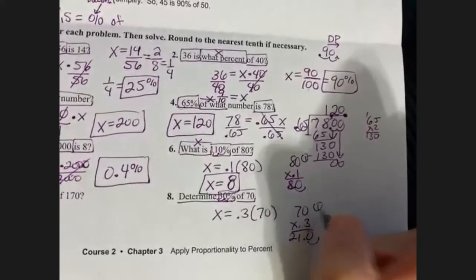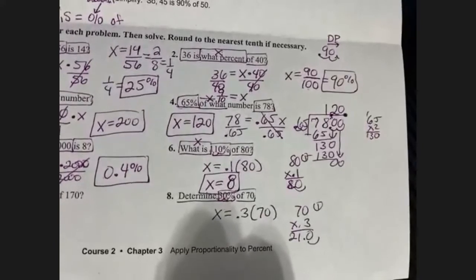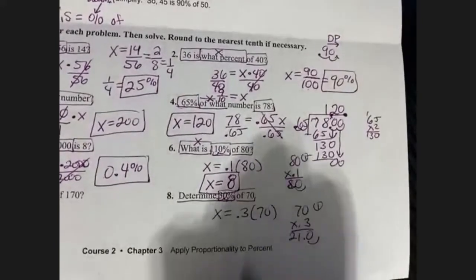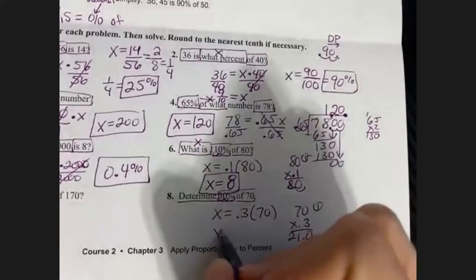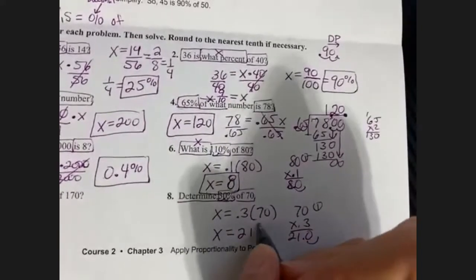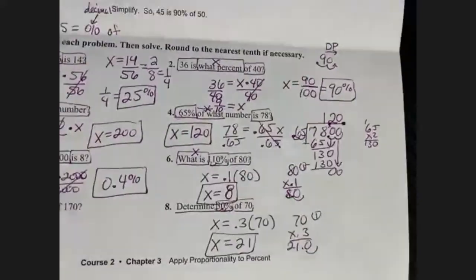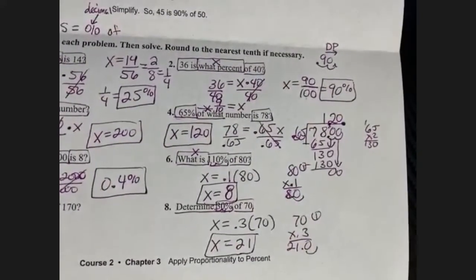And I move my happy memory cloud 1 place to the left. So 70 times 3 is 210. Move the decimal 1 place to the left. X equals 21. So 30% of 70 is 21.